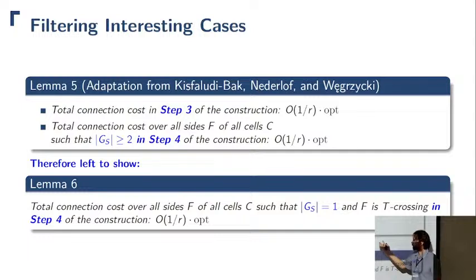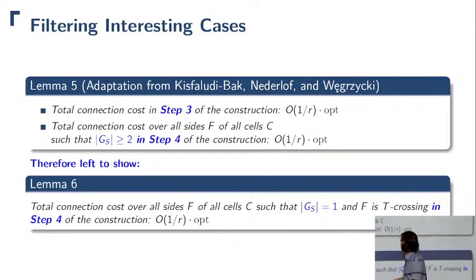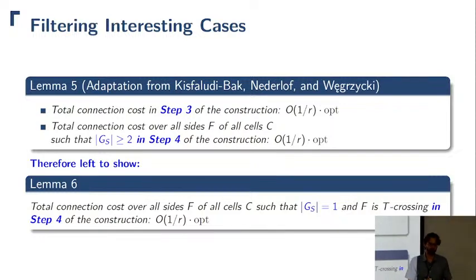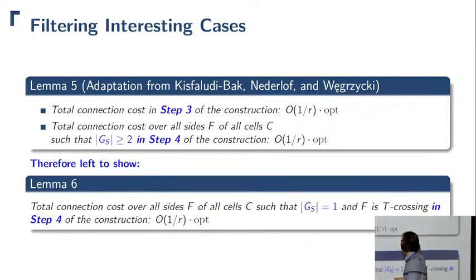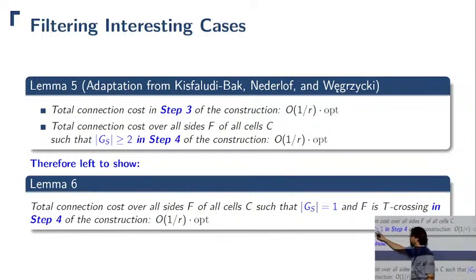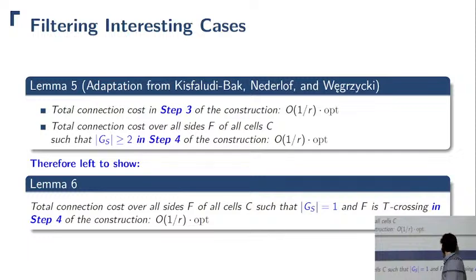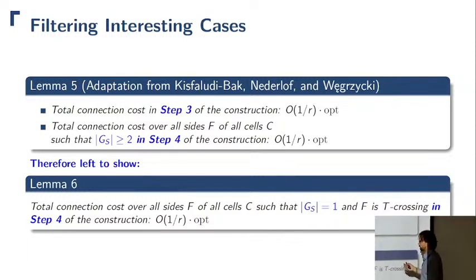So what Kisfaludi-Bak et al. did before is they used Rao-Smith in order to deal with the single crossing cases. And with the single crossing cases, at least the dependence on epsilon was very good. But the n log n came in from this GS equals 1 case. And yes, now we have this lemma here.